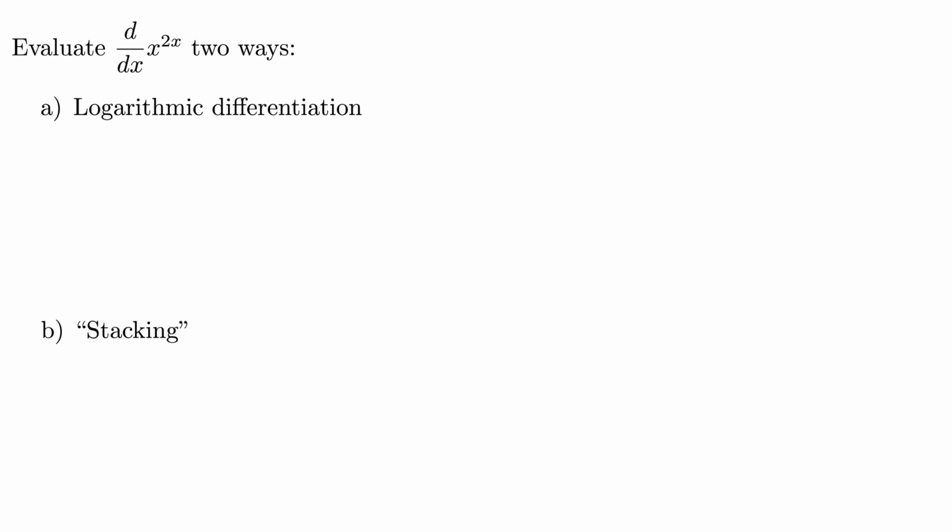We want to find the derivative, d by dx, of x to the 2x in two different ways. First by logarithmic differentiation, and second by the so-called stacking method. So for part A, let's do logarithmic differentiation and start with that. For logarithmic differentiation, we write this thing as y equals x to the 2x.